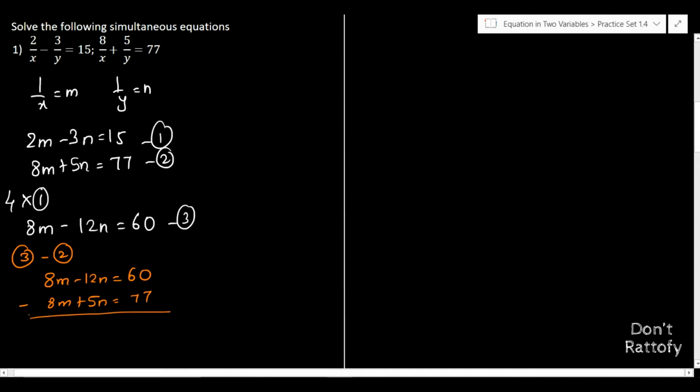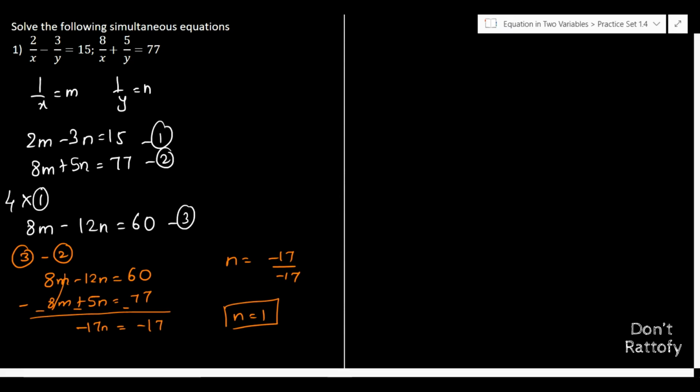Now remember, we are subtracting, right? So positive will become negative and negative will become positive. So 8m minus 8m will be cancelled. Minus 12n minus 5n becomes minus 17n is equal to 60 minus 77, which is minus 17 again. So I have the value of n: n is equal to minus 17 upon minus 17, n is equal to 1. I got the value of n as 1.